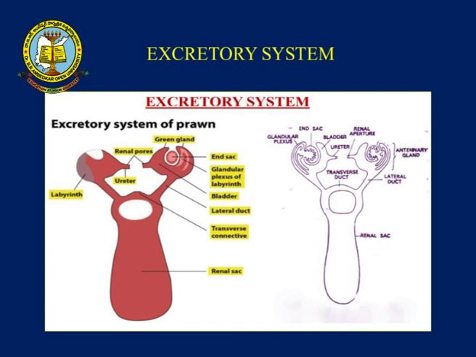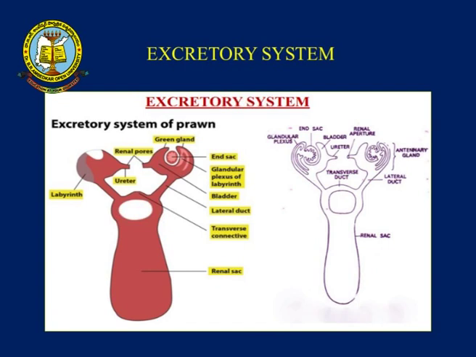Now, along with this green gland, this bladder is attached by a small lateral duct on either side, and this lateral duct opens into a renal sac. This renal sac is continuous in the cephalothoracic region of the prawn. The function of this renal sac is that it also helps in storing a little bit of excretory product, which is helpful in throwing them out.